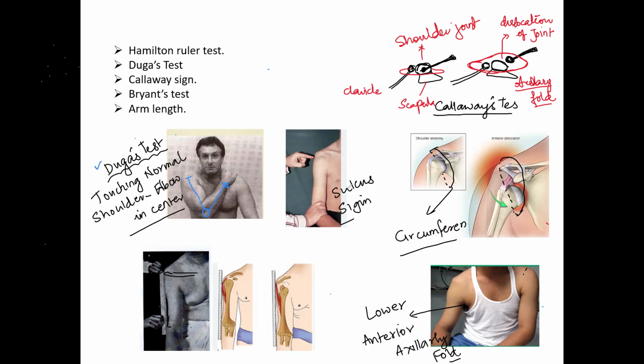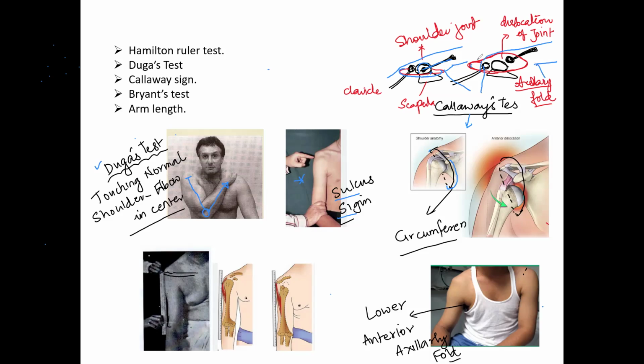Other is, in chronic dislocation, we have the sulcus sign. This is not very important. Then we have Calvé's test. Calvé's test is when you measure the circumference of the shoulder like this, due to dislocation it increases. This is a clavicle, this is the acromion, this is the shoulder joint, and this is your humerus. This is the normal circumference in the axilla. What is happening here is, due to the dislocation, the circumference is increasing because the head of the humerus is outside.